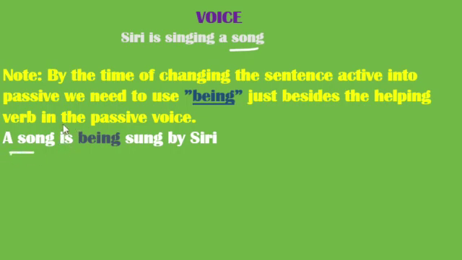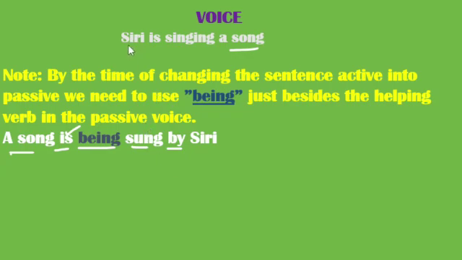And the second rule is: by the time of changing the sentence from active into passive, we need to use the helping verb just beside the subject in the passive voice. This is the subject, and here we need to use the helping verb, so we have used "is." In the same way, this is a continuous tense, but in the passive voice the verb should be in its third form only. So even in the passive voice, to show the continuity, we have used "being." And the verb should be in its third form only. Always the preposition "by" follows the verb's third form, and the subject becomes the object.